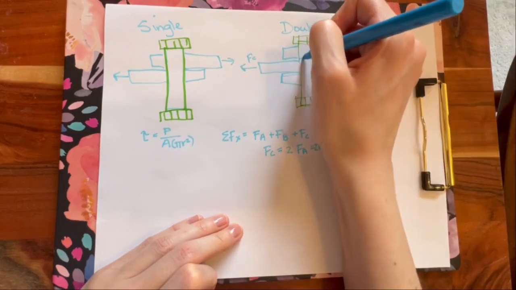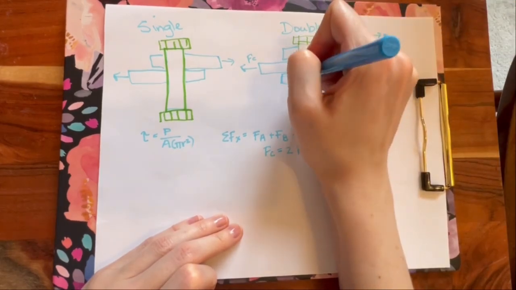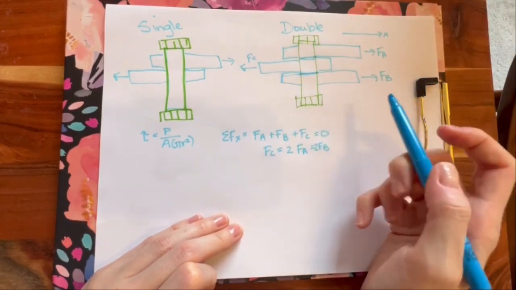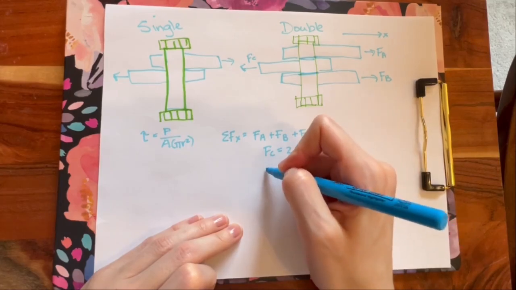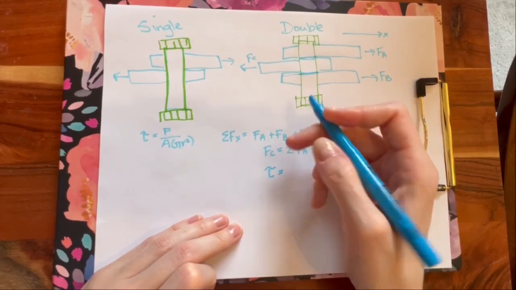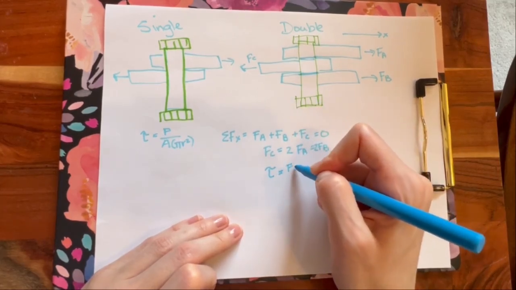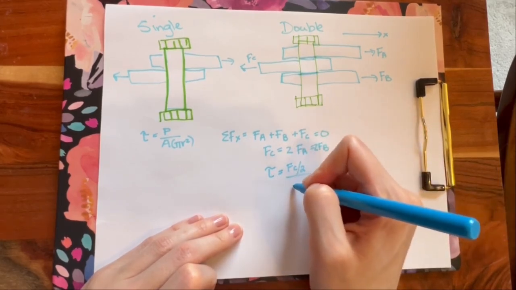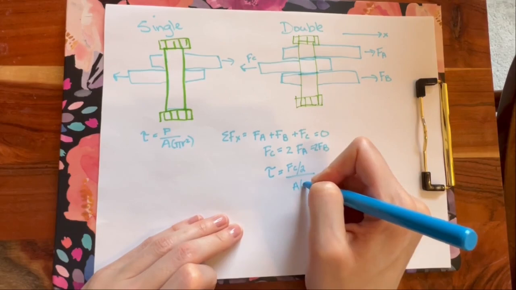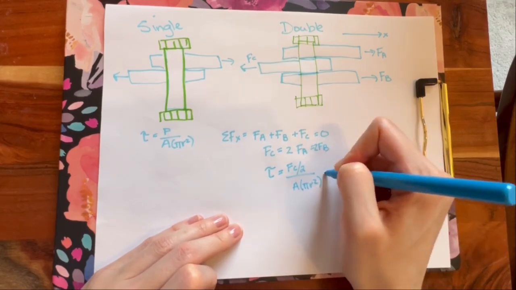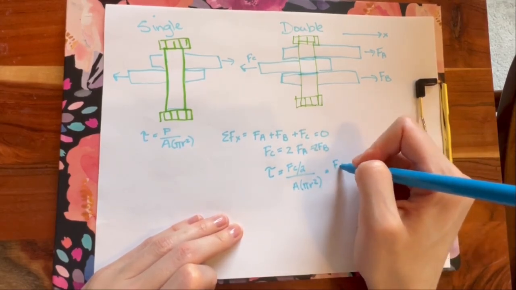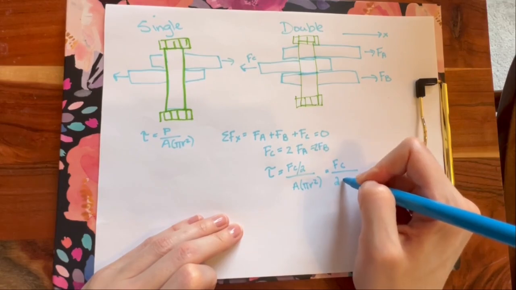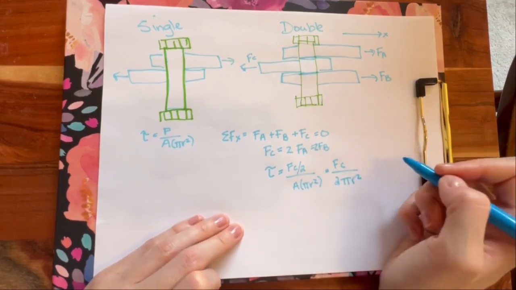So when we're looking at just this one space here, or this one space here, then we're looking at tau is equal to FC divided by 2 over area, which is pi r squared. So FC divided by 2 pi r squared.